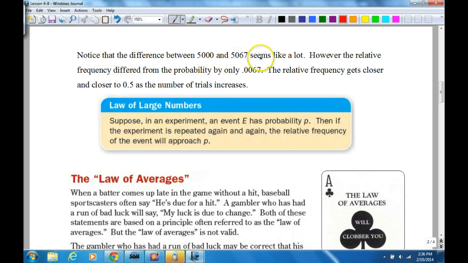Notice that the differences seem like a lot. However, the relative frequency differed from the probability by only 0.0067, and the relative frequency gets closer and closer to 0.5 as the number of trials increases. This is important. So the relative frequency gets closer to the expected probability the more trials you have. Everybody got that? And that's the law of large numbers. The more times you repeat an experiment, the relative frequency will approach the actual probability.